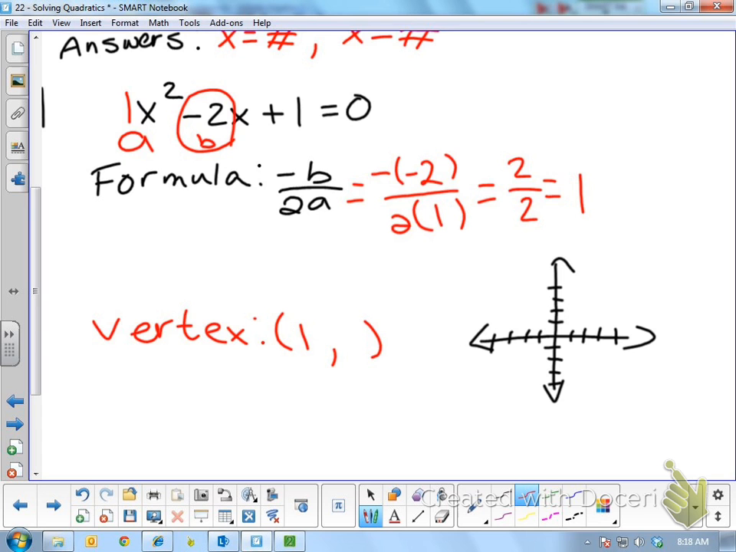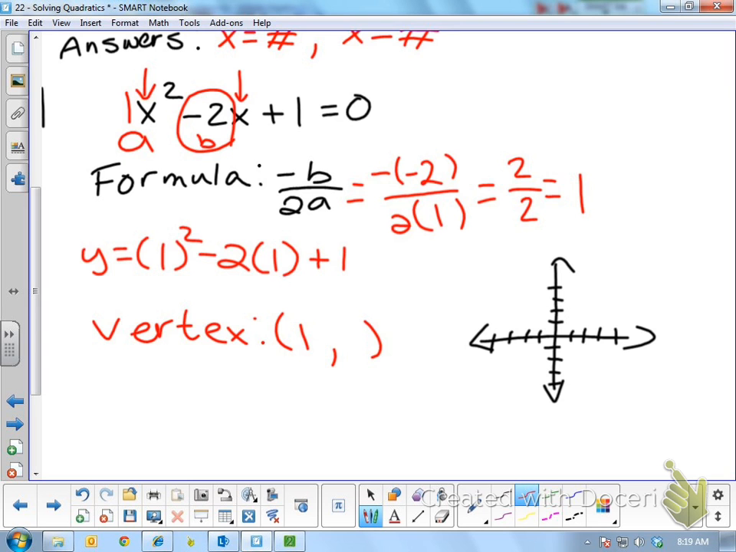We still need a y-coordinate. What did we do to find the y-coordinate of our vertex? Take the x-coordinate and replace it into all of the x's. If we know what x equals, I can replace it. So we would have the y-coordinate is 1 squared minus 2 times 1 plus 1. And then we just solve it.